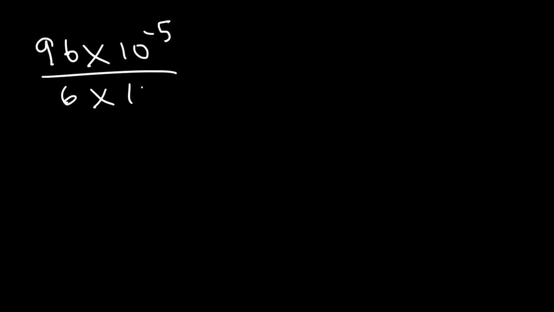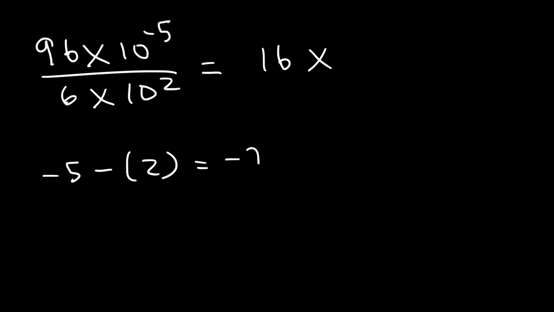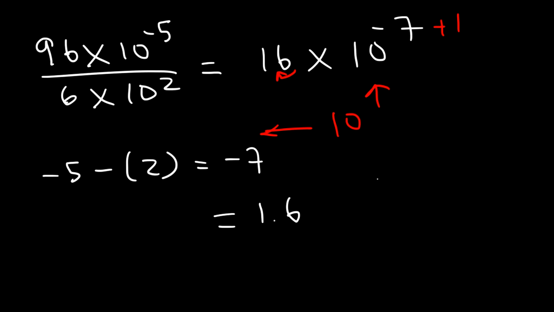And what about 96 times 10 to the negative 5 divided by 6 times 10 to the 2? Pause the video and work on that example. 96 divided by 6 is 16. And negative 5 minus positive 2 is negative 7. So this is 16 times 10 to the negative 7. Now this is not in proper scientific notation. So we got to move the decimal to the left. And when we move it to the left, the exponent is going to increase by 1. So this is going to be 1.6 times 10 to the negative 6.